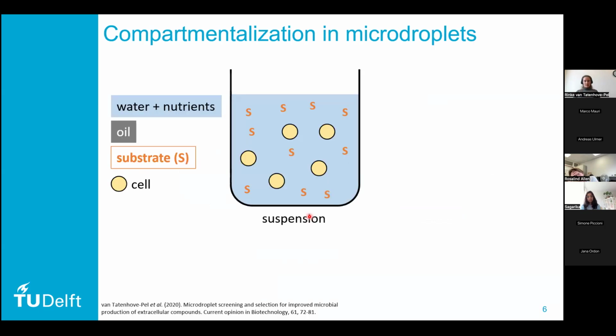So let's have a look at what we can think would happen. Here we have the system we normally have. I will also call that a suspension. So that's a non-structured environment. We have our cells, we have the substrate that is surrounding the cells, and basically every cell has access to all the substrate that is there. So there is competition between the different cells.